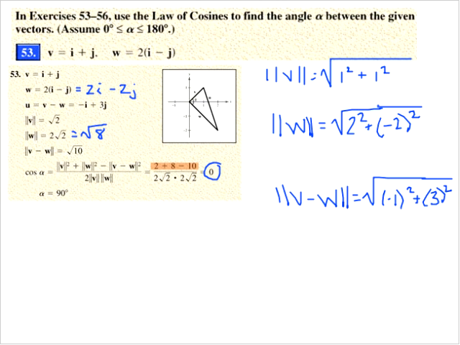But that's not a degree measure. Remember, we're looking for the degree measure. So we have to do cosine inverse of 0. So that last step gives me the 90 degrees for that angle in here.